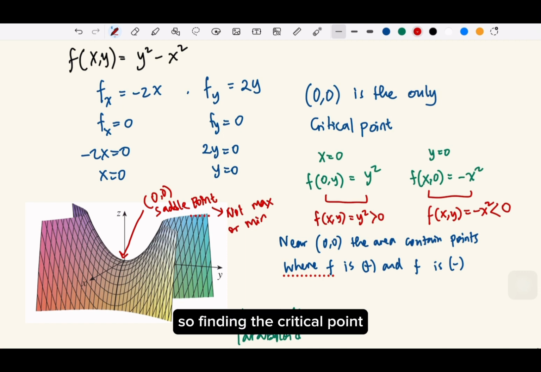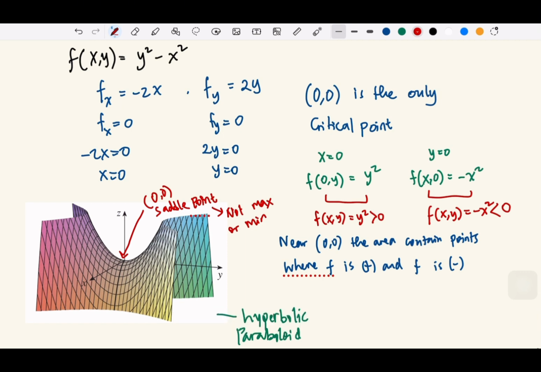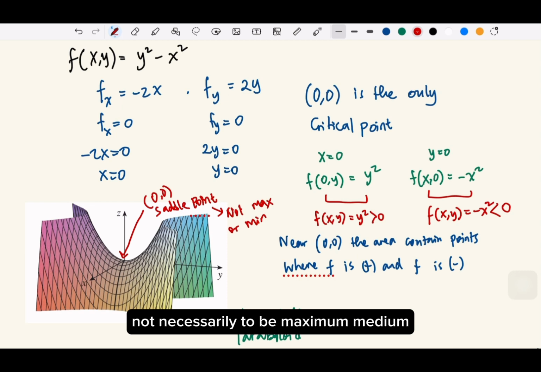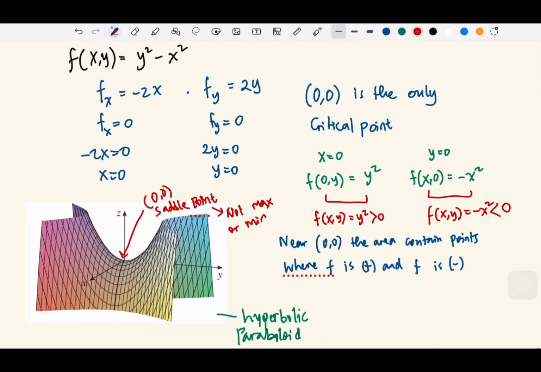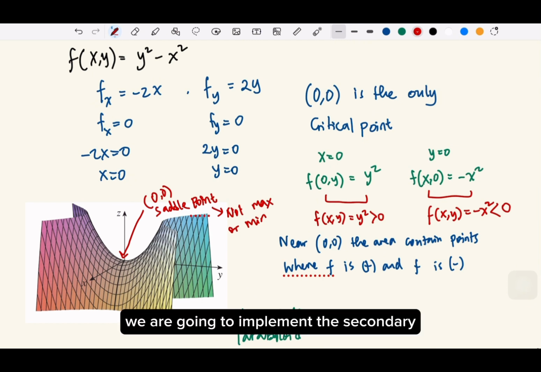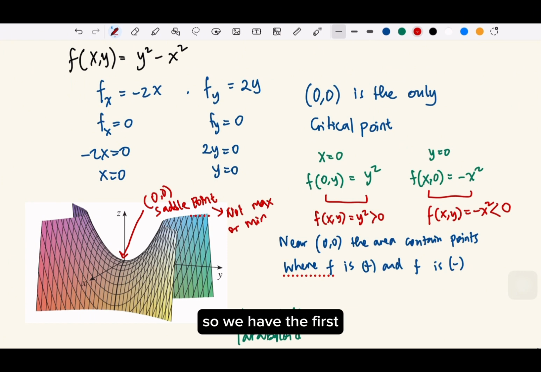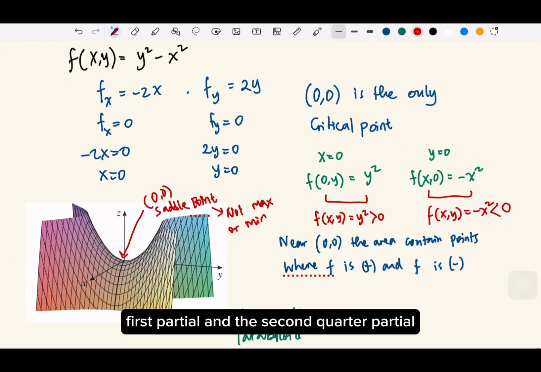So finding the critical point does not necessarily give a maximum or minimum. It can be a saddle point. There is one method to check whether we are having a maximum, minimum, or saddle point. We are going to implement the second derivative. So we have the first partial and we have the second order partial.